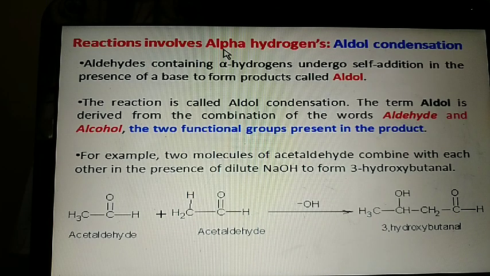So the reaction involves alpha hydrogens for the aldol condensation reaction. So alpha hydrogen means this is like acetaldehyde and this is also acetaldehyde. So this carbonyl functional group has a carbon and this will have an H. So the alpha hydrogen is involved in the reaction. The molecules are known as aldol condensation products.